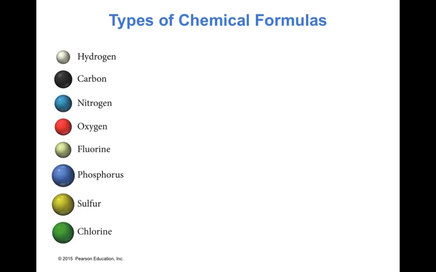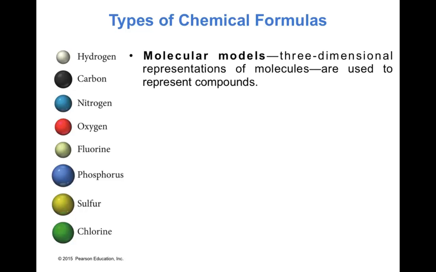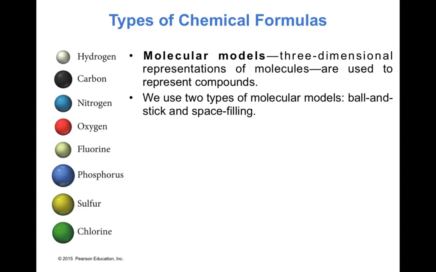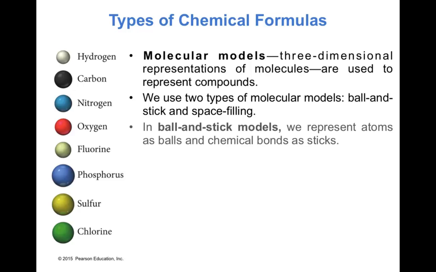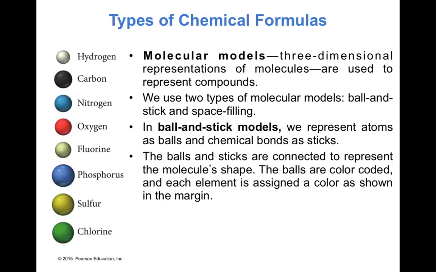We have different ways to represent compounds. The first one is known as molecular models. Molecular models are three-dimensional representations of molecules and are used to represent compounds. We use two types of molecular models. One is known as the ball and stick, and the other one is known as the space filling. In ball and stick models, we represent atoms as balls and chemical bonds as sticks. The balls and sticks are connected to represent the molecule's shape.